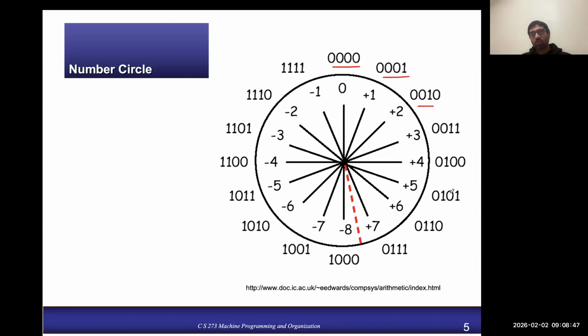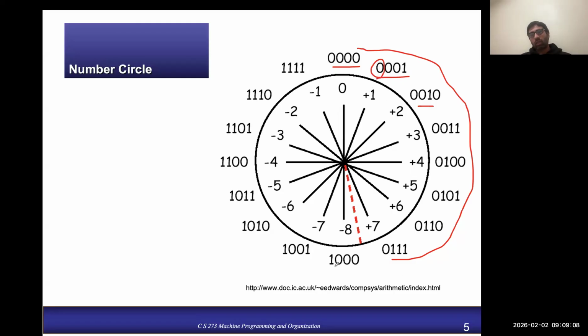So you can repeat this pattern, right? So this will represent 0, this represents 1, this represents 2, 3, 4, 5, 6, 7. So all these bit patterns represent positive numbers, right? Why? Because the most significant bit is 0. So they represent 0, 1, 2, 3, 4, 5, 6, 7.